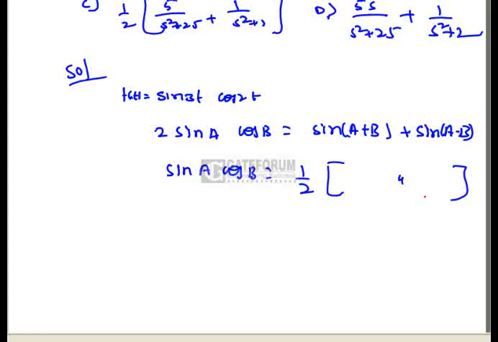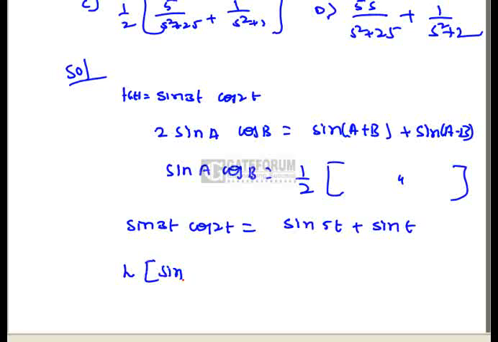Now I am converting this. So sin 3t cos 2t equals sin of (A plus B), where A equals 3t and B equals 2t. So that's 3t plus 2t, which gives 5t, plus sin of (A minus B), that means sin t. Now we have to find the Laplace transform of sin 5t plus sin t.